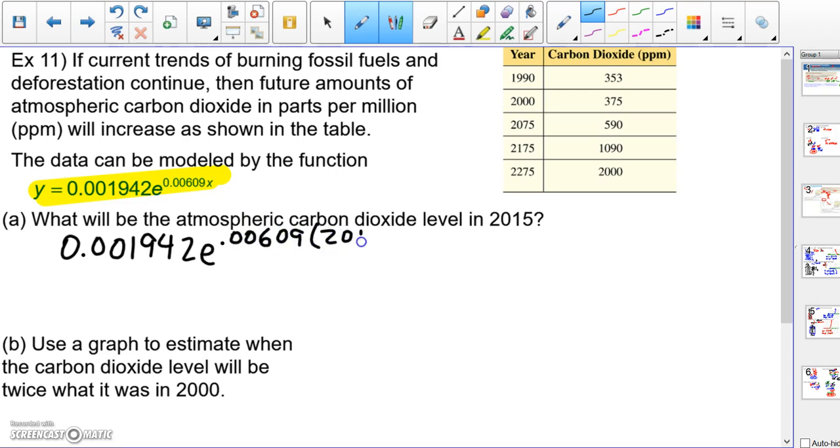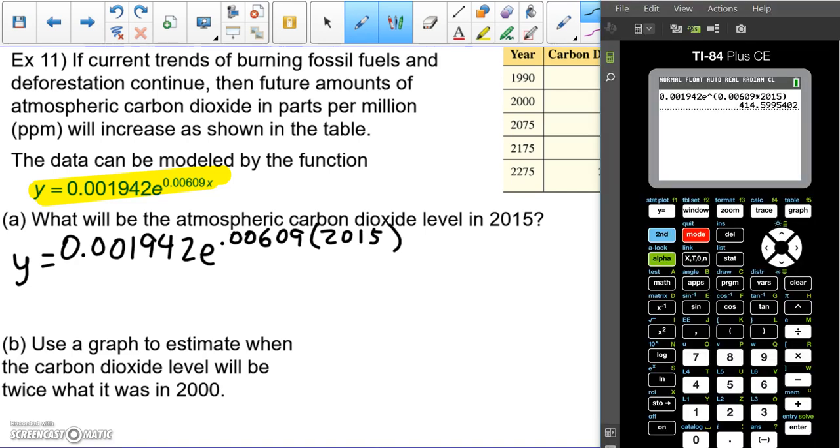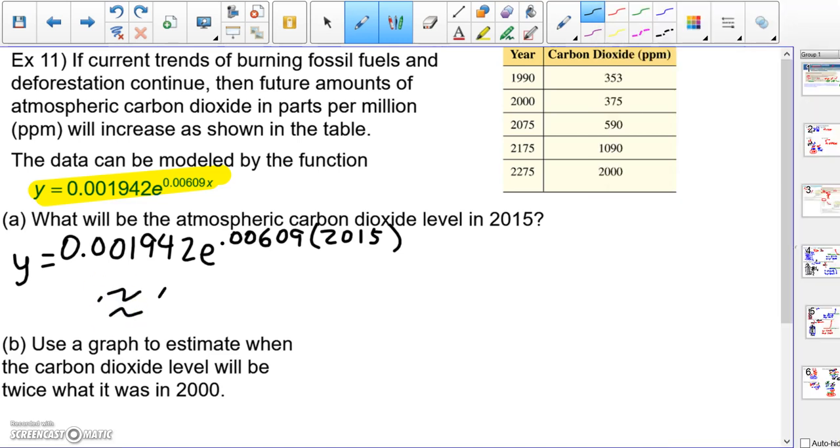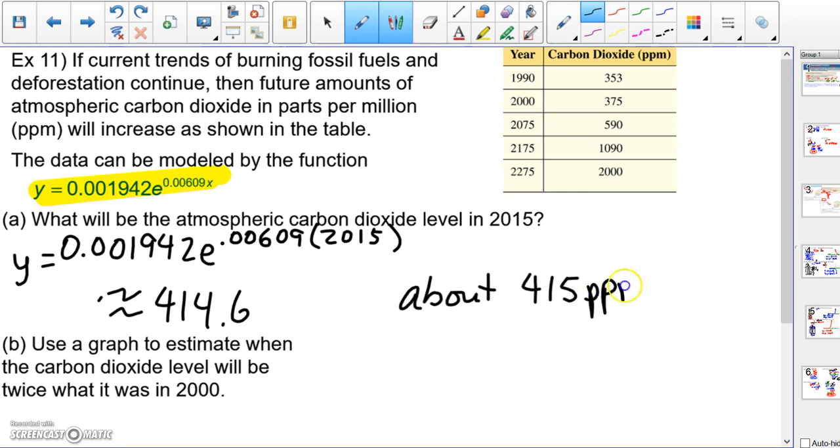We're plugging in 2015. So we want to know what that y number will equal. So obviously we need a calculator, and I've already plugged it in. So you plug in that number and you're going to get 414.6 about. Okay, I notice in my chart they don't have any decimal numbers, so we're going to round off here. We're going to say about 415 parts per million.